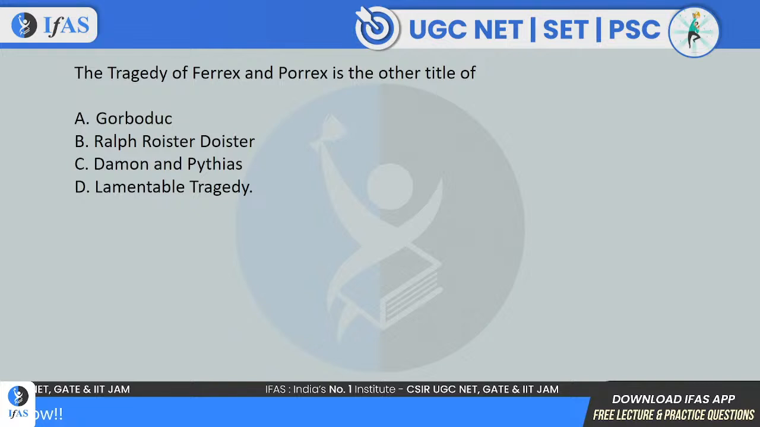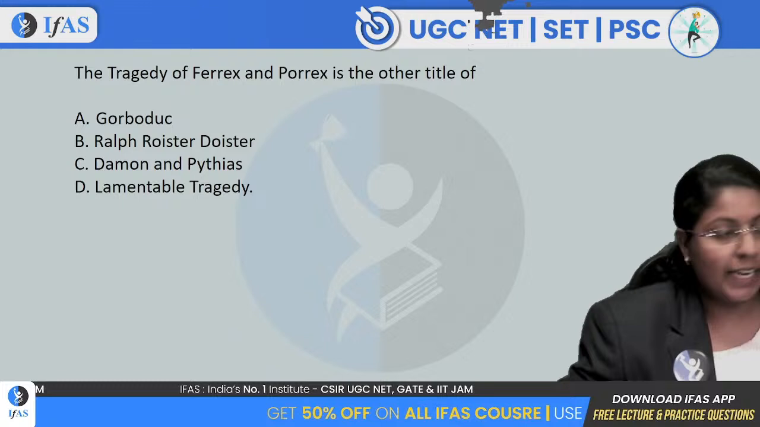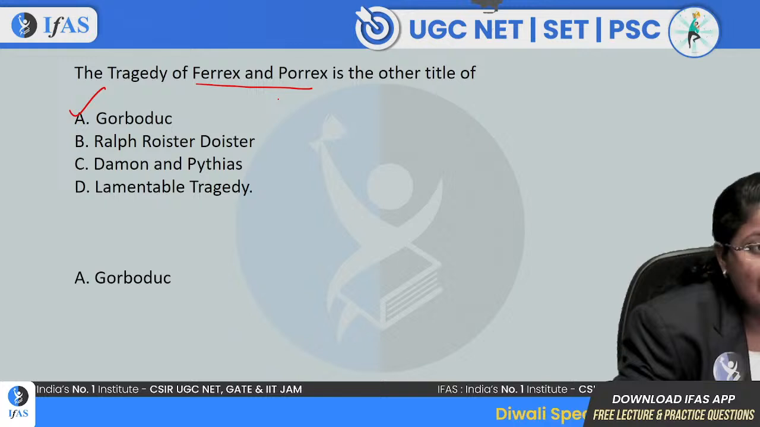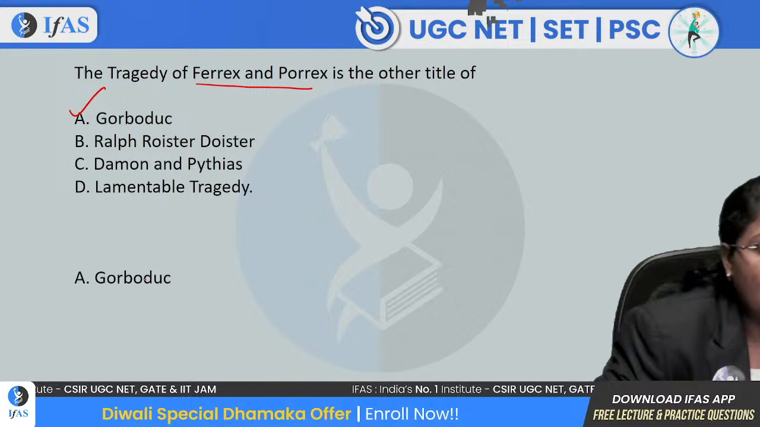Yeah, all right. So Sunita is going with option C. Okay, so let's see. Ralph Royster, Royster or Gorbadak? See, Gorbadak is the right answer. Okay, Ferrex and Porrex. Another name is, yes, you are with A. Okay, Gorbadak is the right answer. Yes, Mariam, Gorbadak is the right answer. Yes, okay, Sinda. Okay, fine, very good.